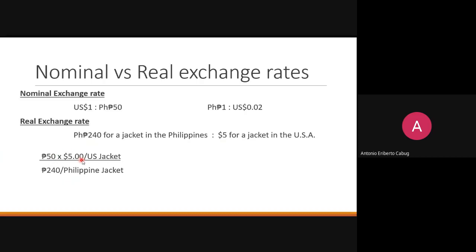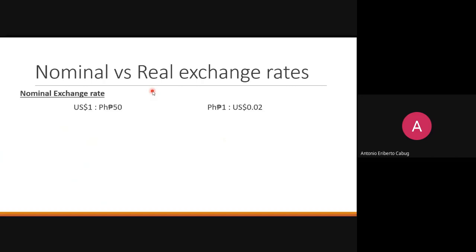50 times $5 is 250 pesos. 250 pesos divided by 240 pesos gives 1.04. So 1.04 Philippine jacket is equal to 1 USA jacket. This is how the real exchange rates are expressed. Let me repeat. Nominal exchange rate: a nominal exchange rate is the exchange rate as you know it. You just express one currency in terms of the other. $1 is 50 Philippine pesos. 1 Philippine peso is 0.02 US dollar.